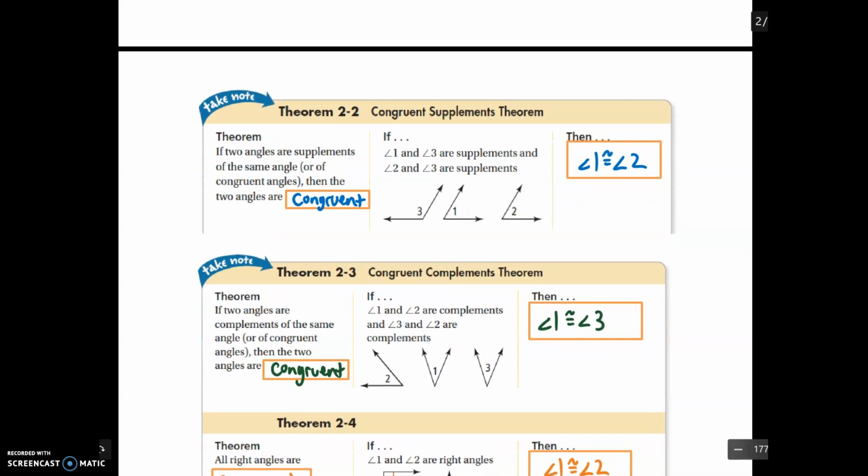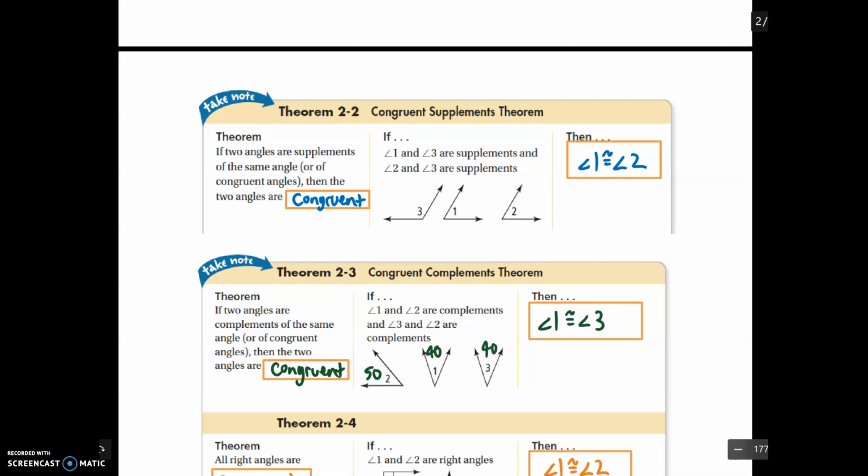So we can also do that with complements. Again, the difference with complements and supplements is now we just have a different sum. Let's say that angle 2 is 50 degrees. That means if 1 and 2 are complements, then 1 must have been 40 degrees because both of these add up to 90. And if we also know that 3 and 2 are complements, that means that 3 must have been 40 as well. Again, making sure that those add up to 90.